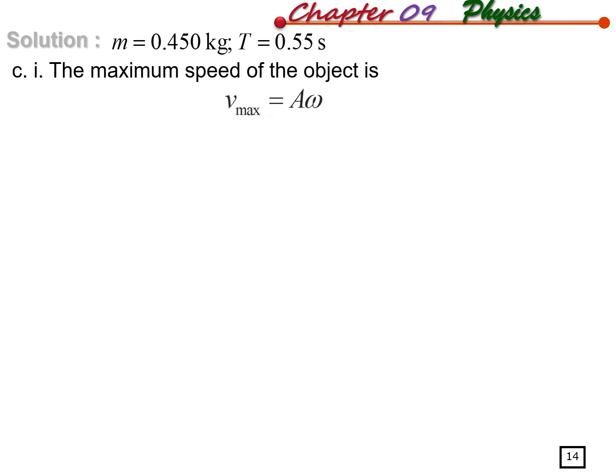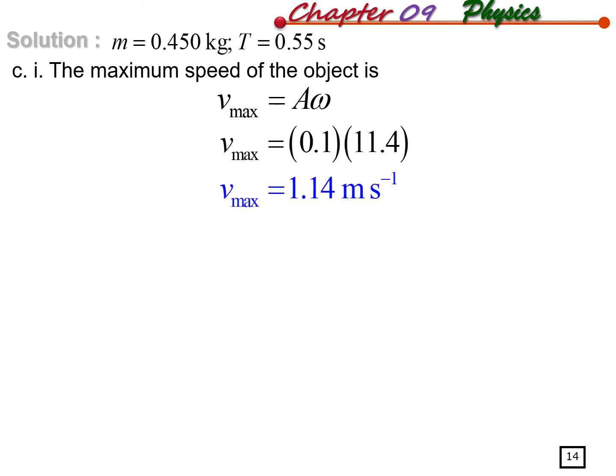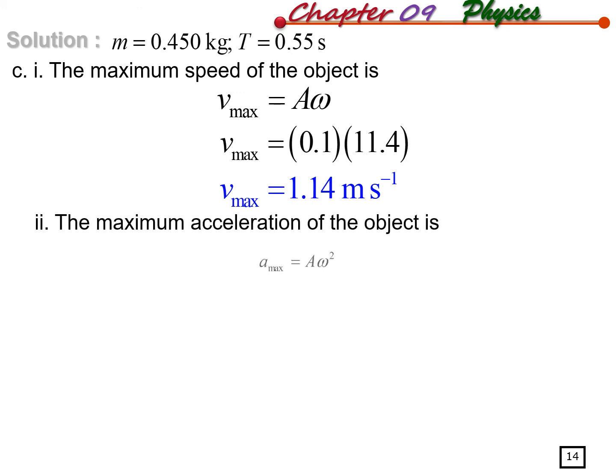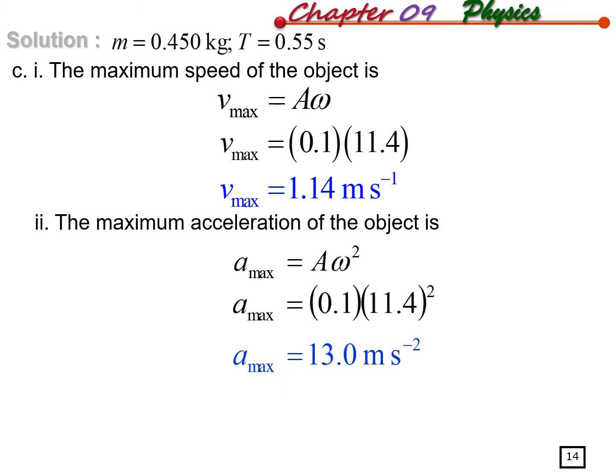And for question C, we just apply the equation for V max and A max. By applying the equation, we will get the maximum velocity, which will be equivalent to 1.14 meter per second. And for acceleration, we will end up with 13 meter per second square.